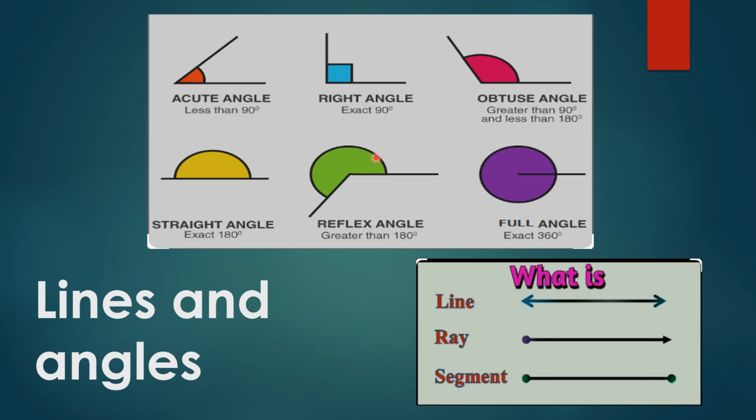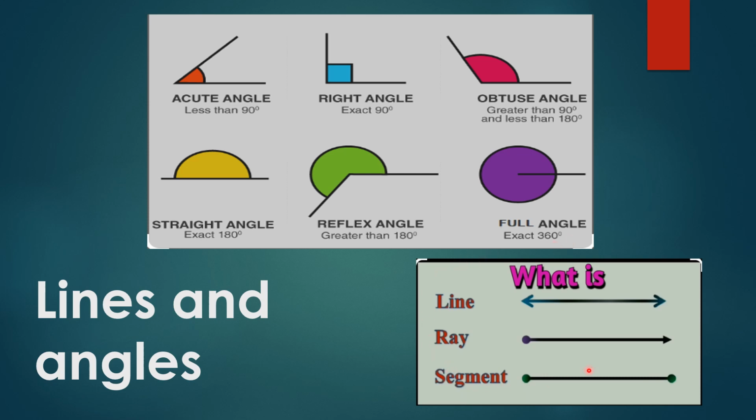Then reflex angle, which is the colored part here. So angles that are greater than 180 degrees but less than 360 degrees are called reflex angles. Then we have full angle. So you can see a complete circle is becoming here. So this is called full angle, which is equal to 360 degrees.